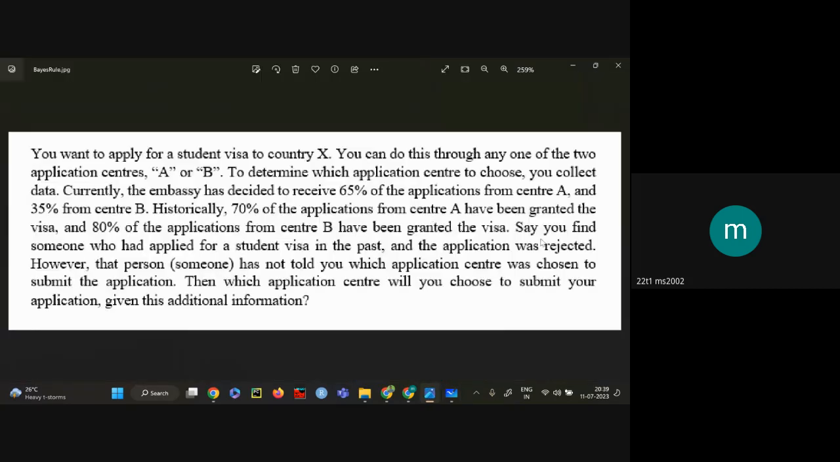So all of this information has been given to you, and with this, you want to take a decision. But all of a sudden, someone, your friend, has applied for a visa and he has told you that it was rejected. That is the new information that is coming to you, right? With this information, if you want to choose an application center, what should you find out? What is to be found out if you are given this new information that the application was rejected but the center was not told?